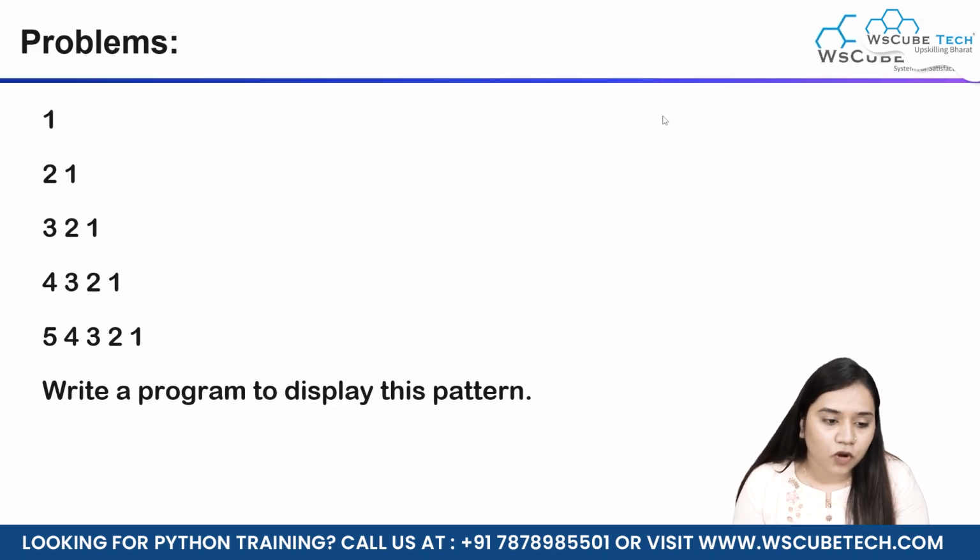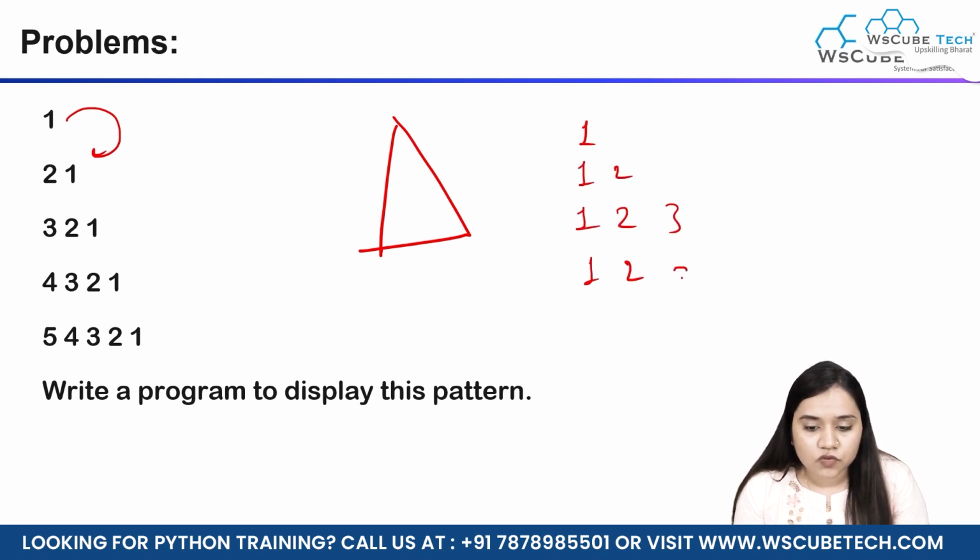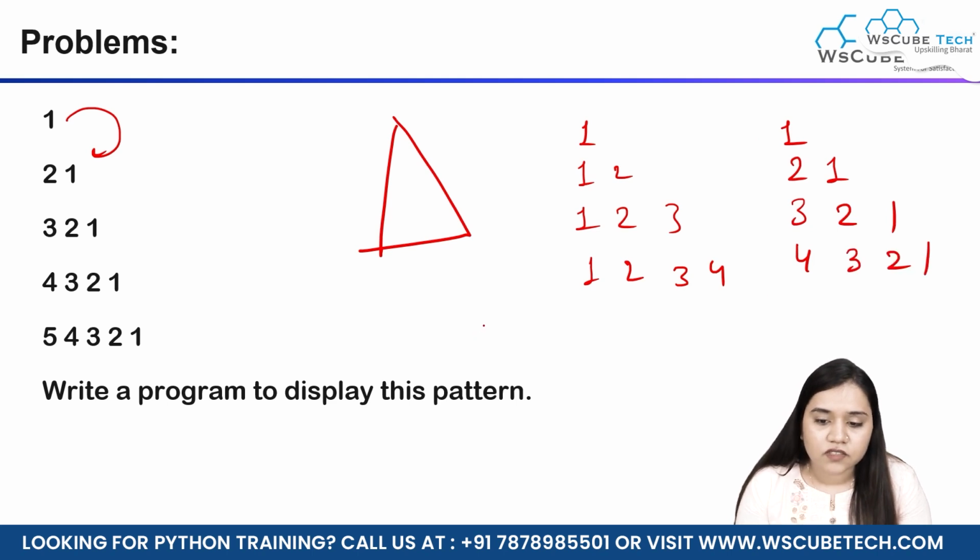Our next pattern problem says it's the same kind of triangle that we have been making, but this time the numbers are changing. Previously we were writing 1, 1 2, 1 2 3, 1 2 3 4 in this way, but now if the row is 1 it will be 1, if the row is 2 it will start from 2 and 1, if the row is 3 it will start from 3, 2 and 1. If the row is 4, it will start from 4, 3, 2 and 1. So this is how it is decreasing.